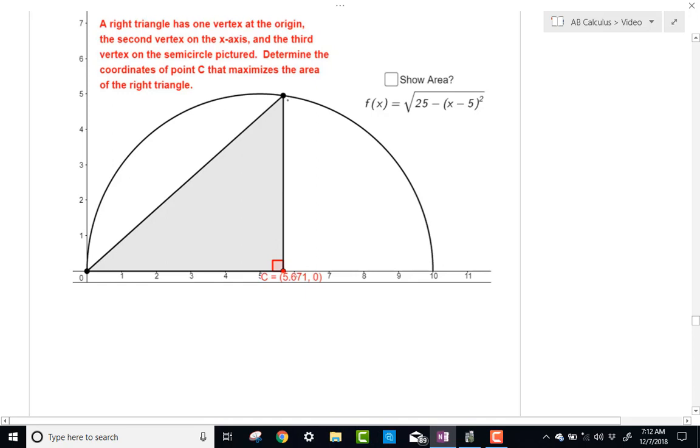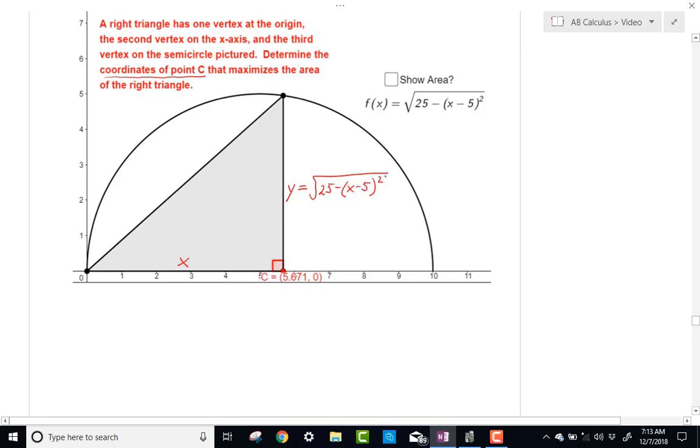So again, this is going to be my constraint right here. It says determine the coordinates of point C, so we're looking for coordinates this time, not necessarily an area or the dimensions, that maximizes the area of the right triangle. So I'm going to label again here. My base is going to be x, my height is going to be y, but I know the height is determined by the square root of 25 minus (x minus 5) squared.